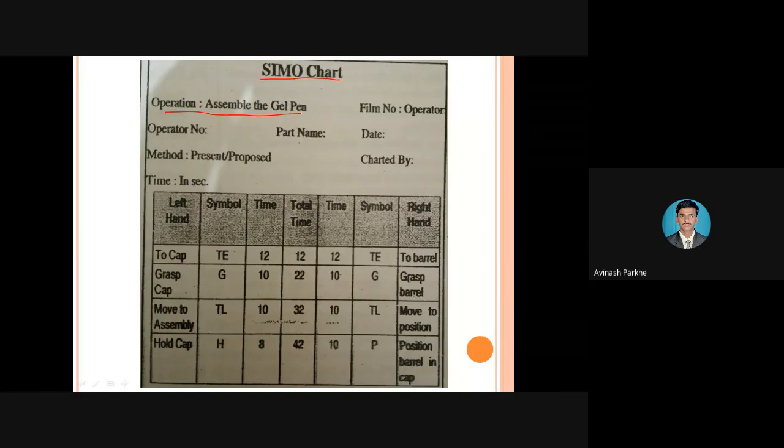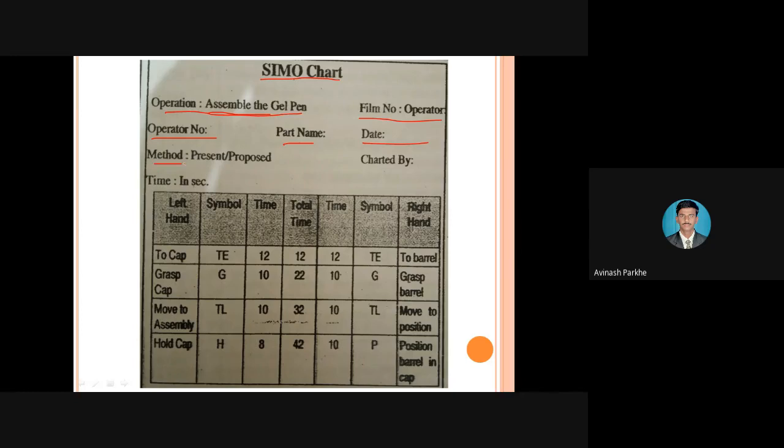So such types of short cycles and small operations can be represented by using the SIMO charts. So the operation is selected, assembly of the gel pen, film number, that is the operator performing that operation. Then here you have to give the operator number. Then part number, you have to give the part number, and the date on which we are performing this operation, that date we have to enter here.